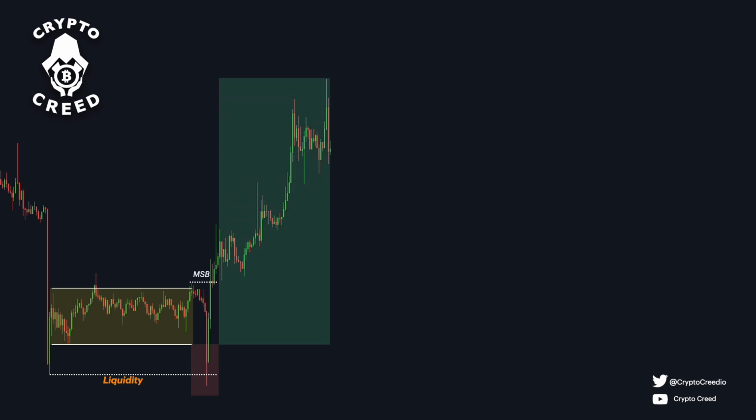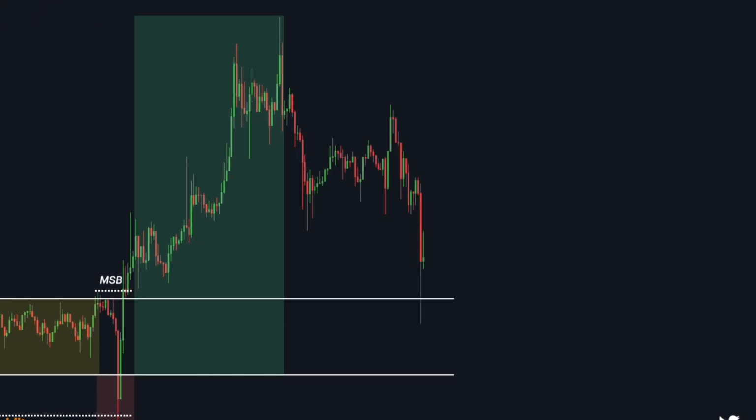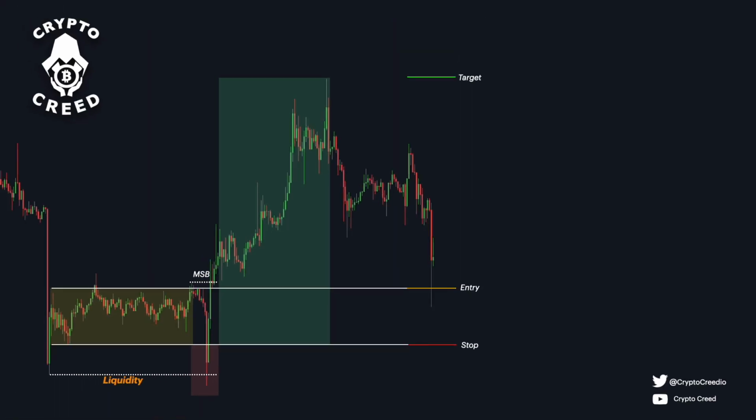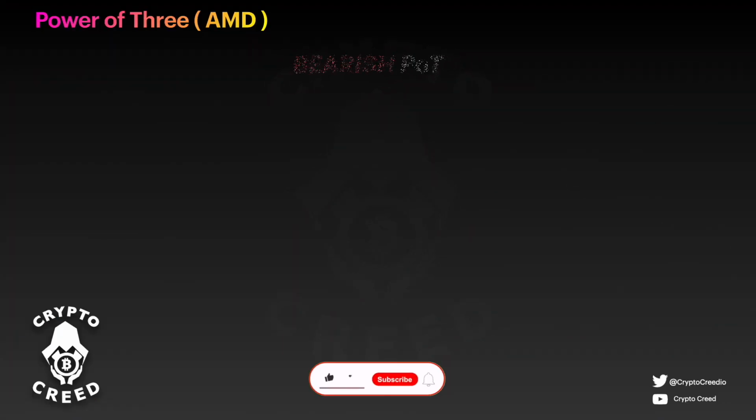So when this happens, we extend the range to the right side and we just wait for price to retrace back into that same range. As price approaches the range high, we place our long order with the stop loss below the range low, targeting the distribution's high. Then after that we just wait for price to reach our target. Alright, now it's time to go over the steps for the bearish Power of 3.